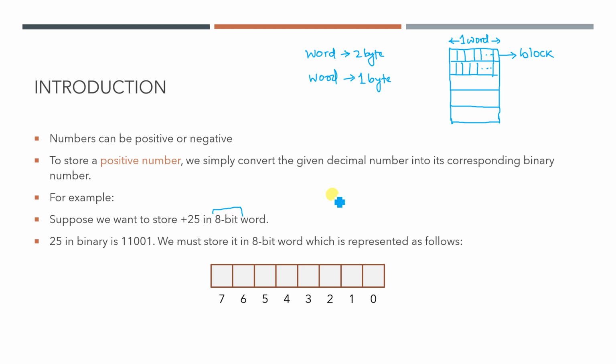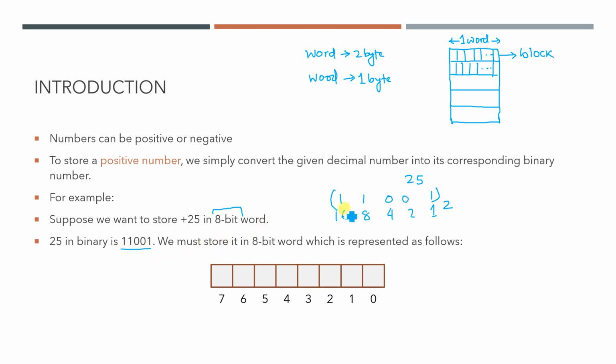Now how to represent 25? It is a positive number, so the simplest concept is we will convert 25 into its binary equivalent. So what is the binary equivalent of 25? We know the formula 1, 2, 4, 8, 16. By using this formula we can find out the binary equivalent of 25. So 16 plus 8 is 24, so 1, 1, and 24 plus 1 is 25, so 1. The remaining bit will be 0. So the binary equivalent of 25 will be 11001. I have also written over here, 25 in binary is 11001.